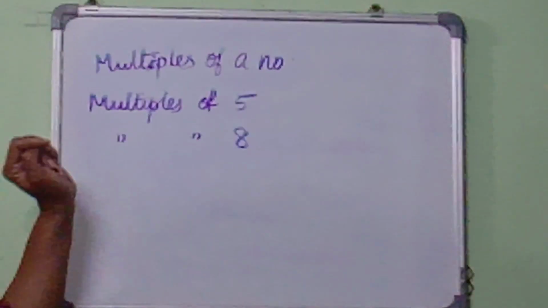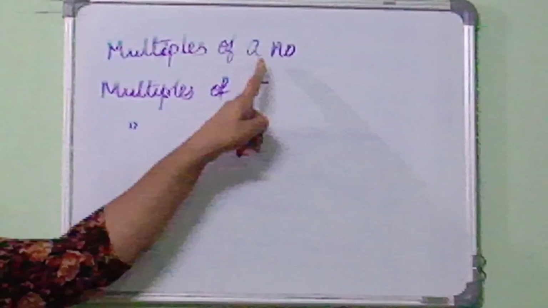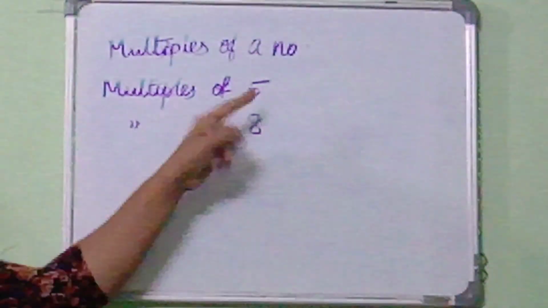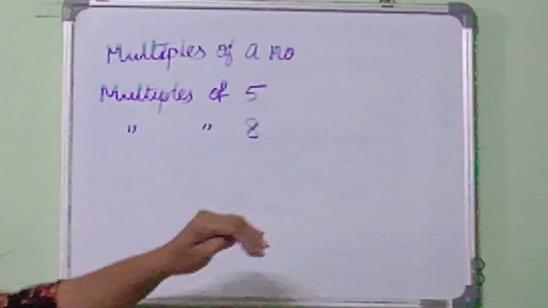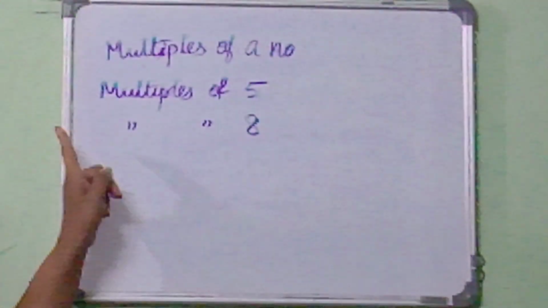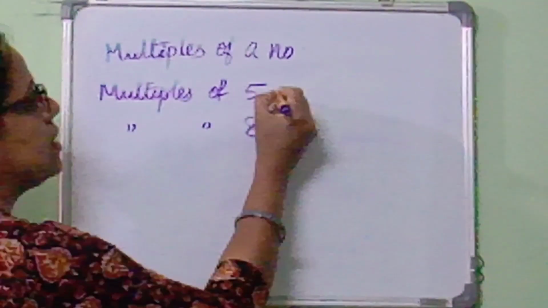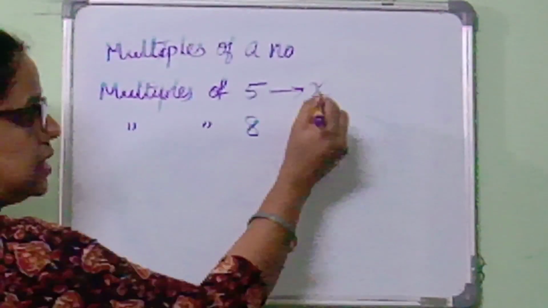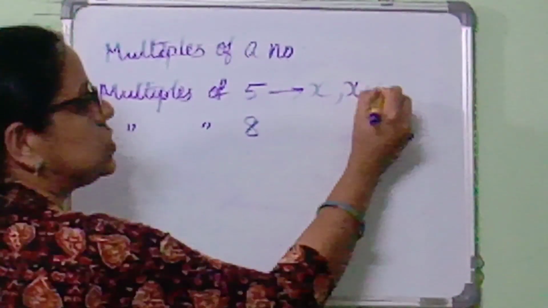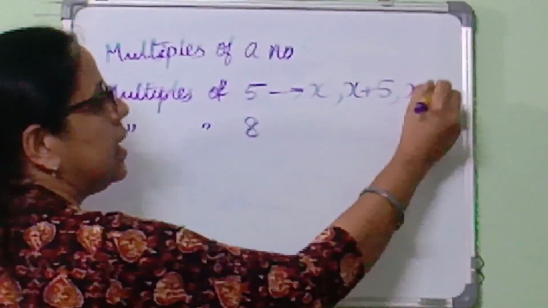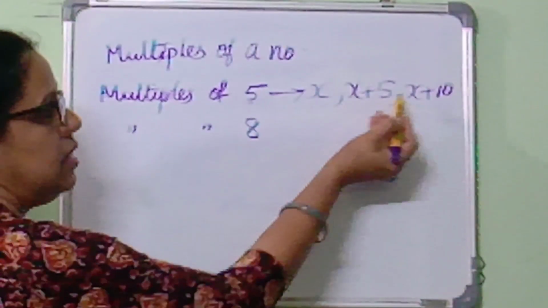Here we are going to discuss how to take the variables in questions related to multiples of a particular number, like multiples of 5 or multiples of 8. You know, multiples of a number differ by that number. Multiples of 5 differ by 5 and multiples of 8 differ by 8 and so on. So if it is multiples of 5, we can consider the first multiple as x. Then the next will be x plus 5. And the next will be what? x plus 10 and so on. See, they differ by 5.